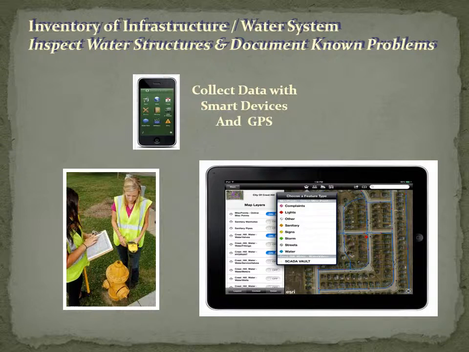Above-ground water structures, such as hydrants and valves, can be visually inspected and documented using mobile devices. This information is then linked back to the digital water layer for further evaluation.